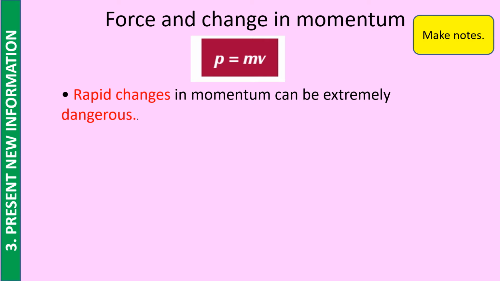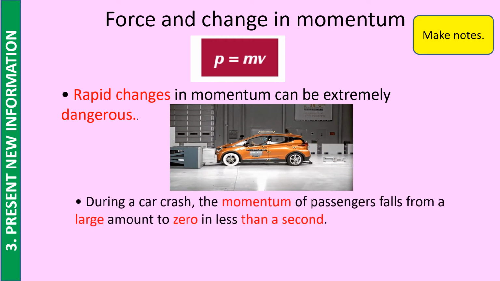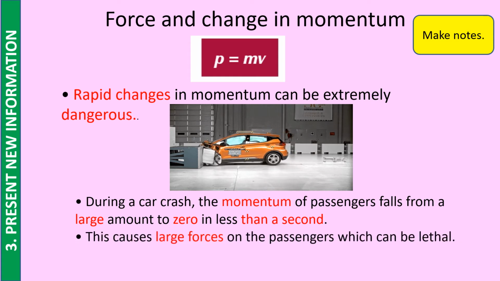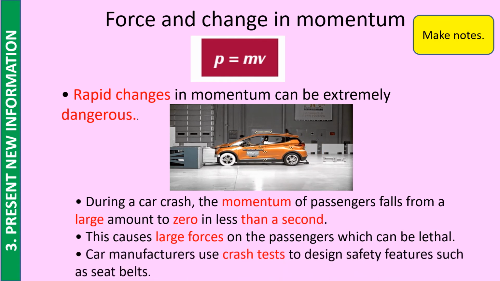You should remember from previous lessons that we define momentum as the product of mass times velocity. Now, a key point here is that rapid changes in momentum can be extremely dangerous. During an event like a car crash, the momentum of passengers falls from a large amount to zero in less than a second. This is because they go from travelling at a large velocity to being stationary in a very short space of time. This in turn causes large forces on the passengers, which can be dangerous and lethal. Car manufacturers use crash tests like the ones in this picture to design safety features such as seatbelts.